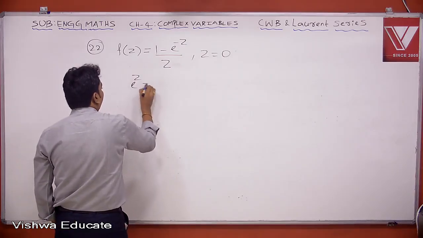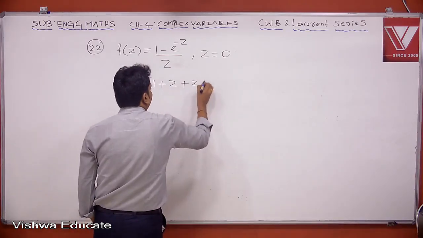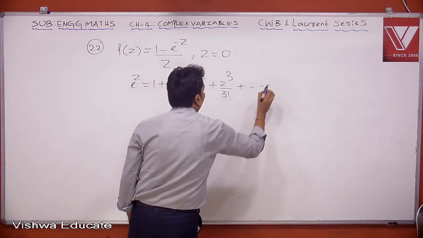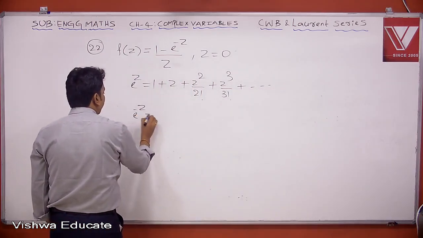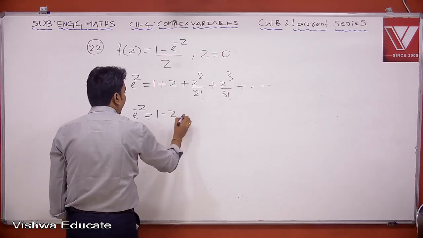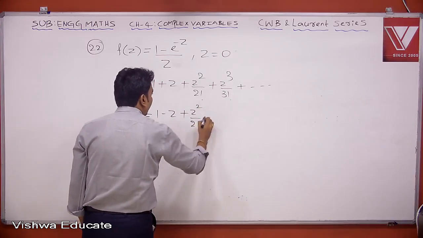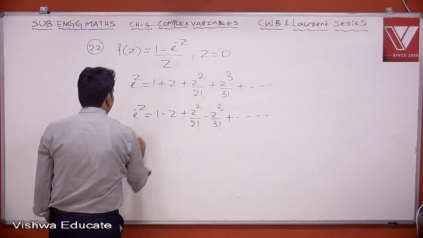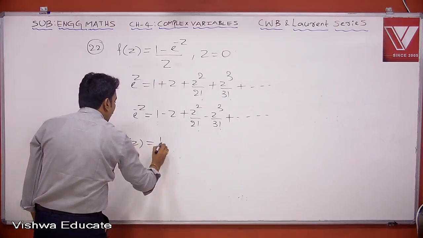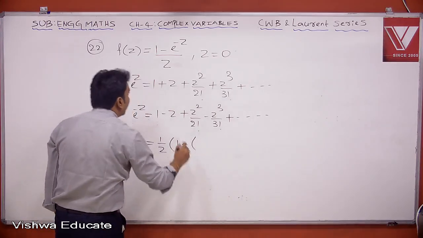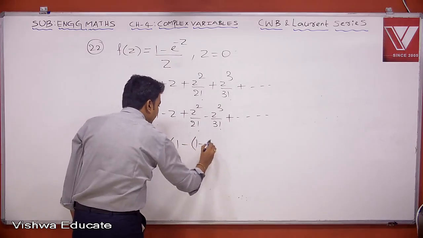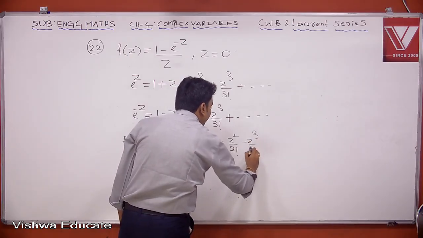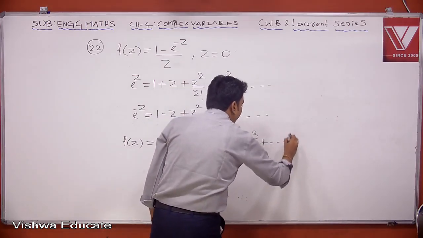What is the series expansion of e power z? 1 plus z plus z square by 2 factorial plus z cube by 3 factorial plus and so on. Now therefore e power minus z becomes, replace z by minus z, 1 minus z plus z square by 2 factorial minus z cube by 3 factorial plus and so on. Therefore in this case my f of z is 1 by z into 1 minus of e power minus z, which is replaced by this series expansion, 1 minus z plus z square by 2 factorial minus z cube by 3 factorial plus and so on.